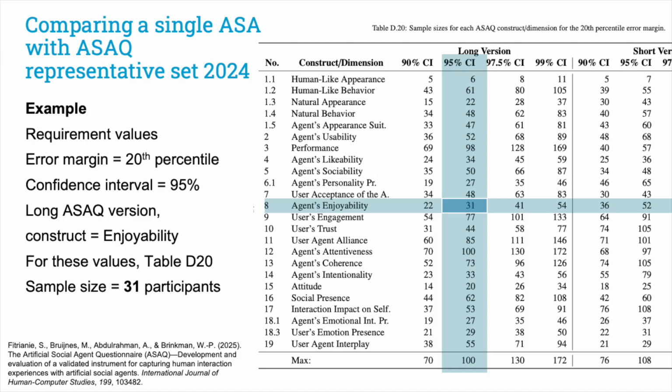And now let's take again enjoyability. If that is your interest, then you say, all right, if you take a 20% error margin, I would accept. Then enjoyability says 31 participants that you would need. So with that number of participants, you would be able later to classify or position your agent compared to the other agents on a 20-percentile, 5-box scale.